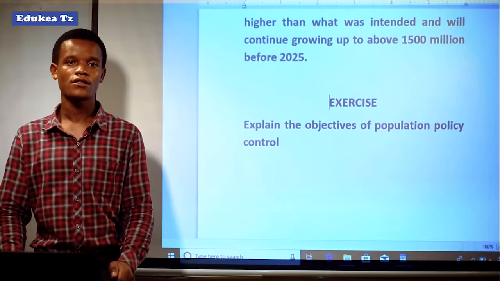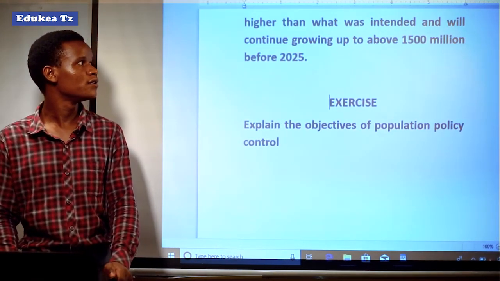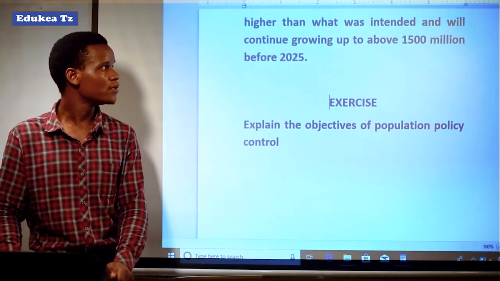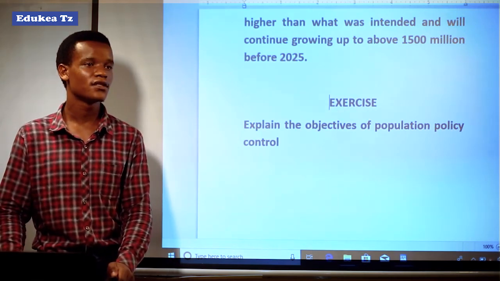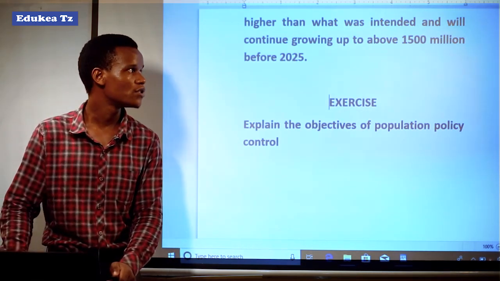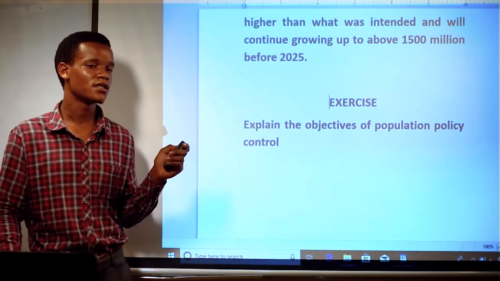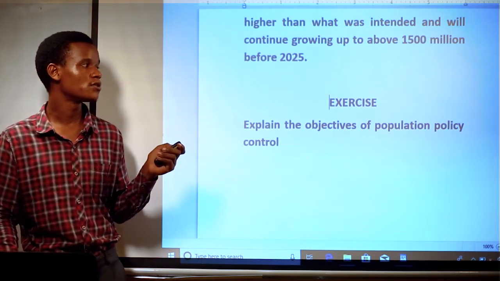Okay, my dear students, in today's lesson we have been discussing the different policies that different countries put in place in order to control the population. For example, we have studied China as a case study. We have seen the mechanisms that China used in order to control the population in those days.